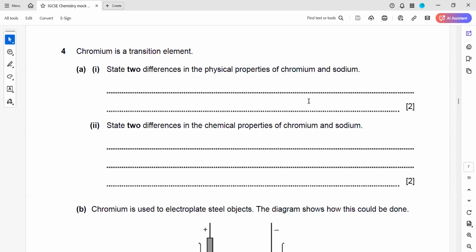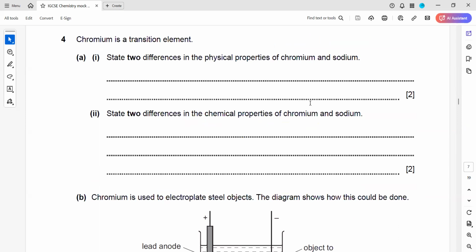The next is question 4, part A. Chromium is a transition element, a transition metal. Give two differences in the physical properties. This is a very common type of question in which we have to compare a transition element with a group 1 alkali metal. Physical properties such as melting point, boiling point, density, texture, strength. These are the physical properties.